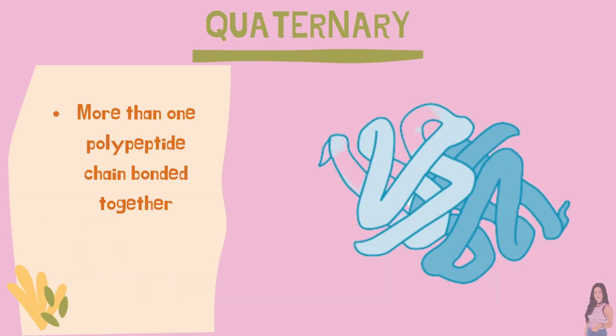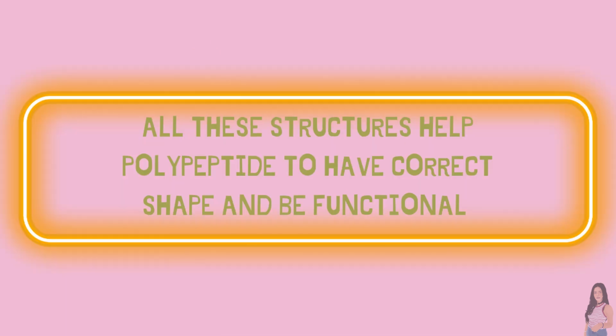In the quaternary structure, more than one polypeptide chain is bonded together in order to function. All these structures help the protein to be formed and shaped correctly in order to be functional.